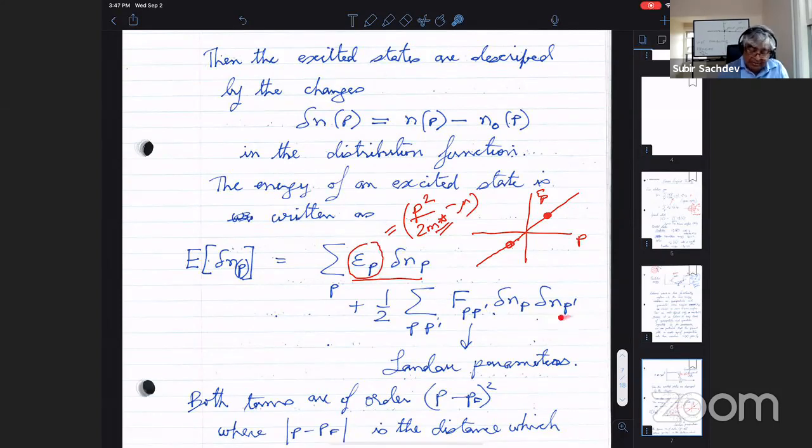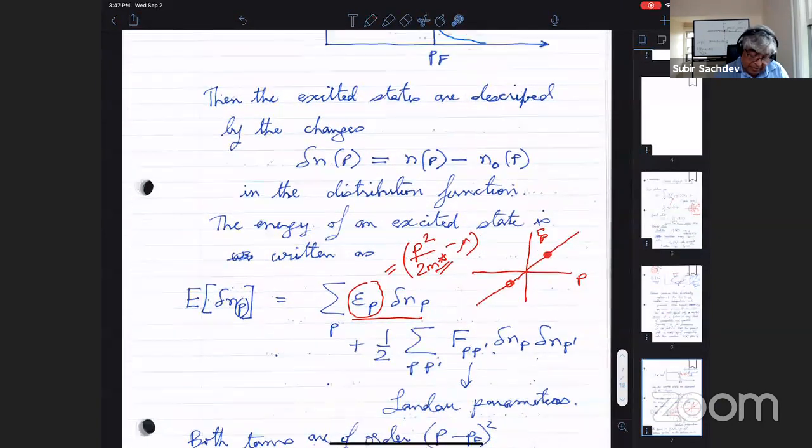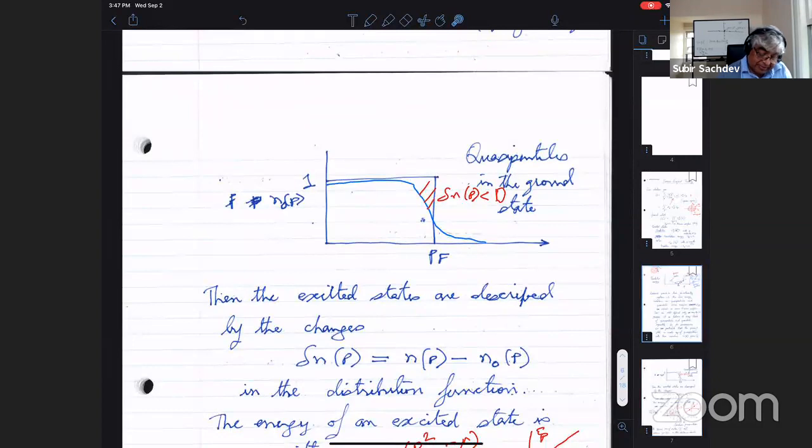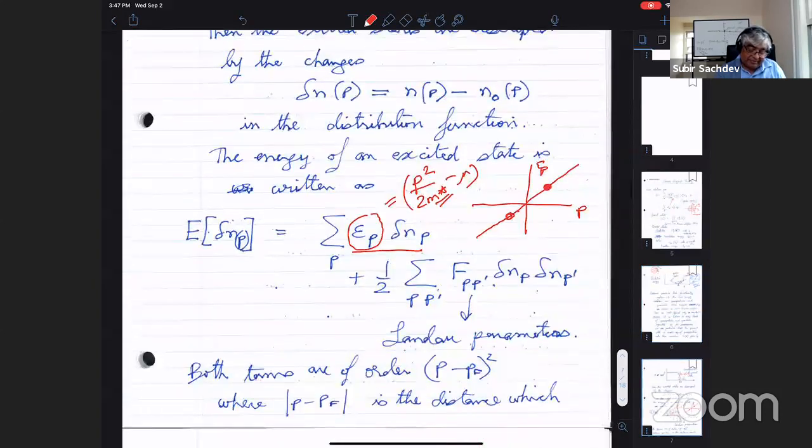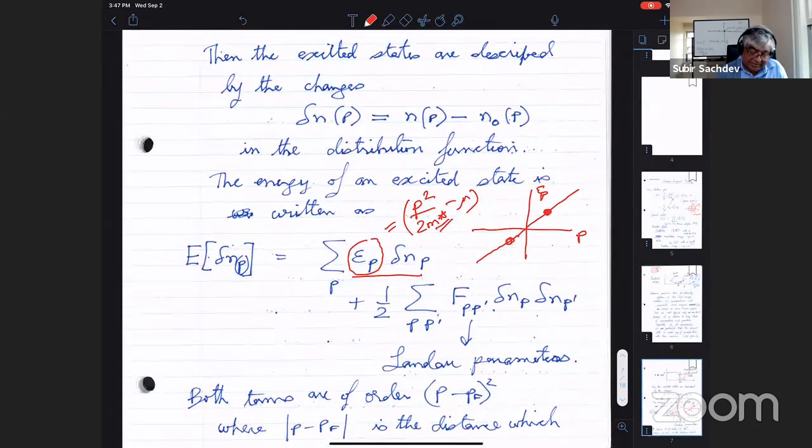But there's also this interaction to worry about. Why should you worry about this? So here's the kind of reasoning that Landau gave. Imagine very low temperature, and look at this Fermi distribution function at finite temperature. You must know that this distance, over which delta N of P is non-zero, is of order temperature. So when you integrate over it, it gives you a factor of temperature.